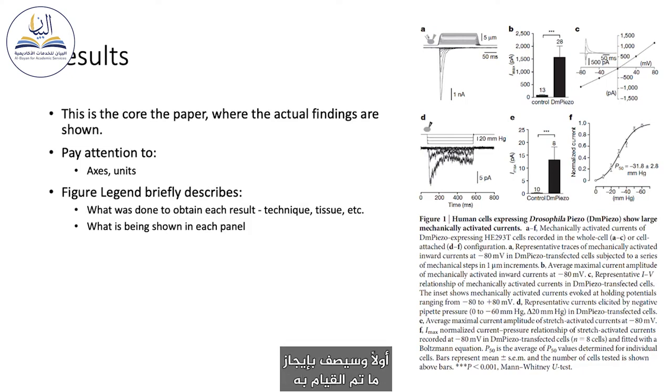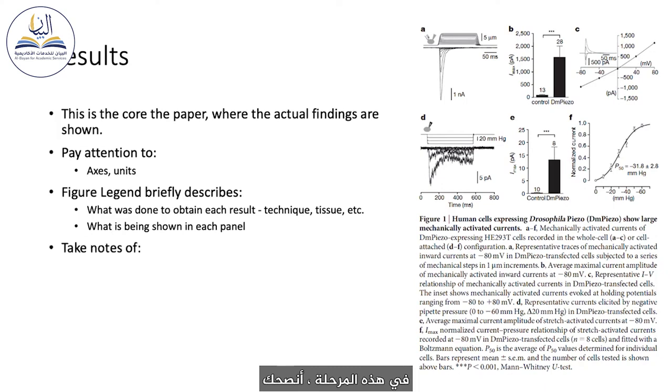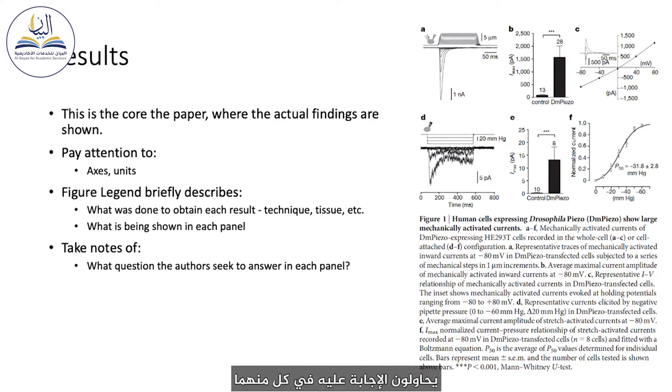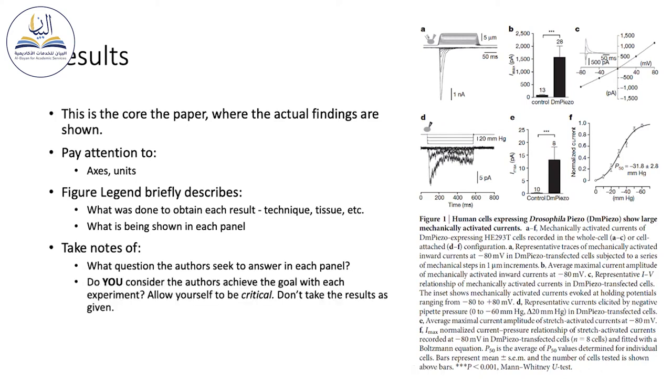First, it will briefly describe what was done to obtain each result in terms of the technique, what tissue was used, etc. And it will also tell us specifically what is being shown in each panel. At this point, I would also advise you to take notes of first, what was the question that the authors were seeking to answer in each panel, and second, do you consider that the authors achieved the goal with each experiment? At this point, you can allow yourself to be critical and don't take the results as given.